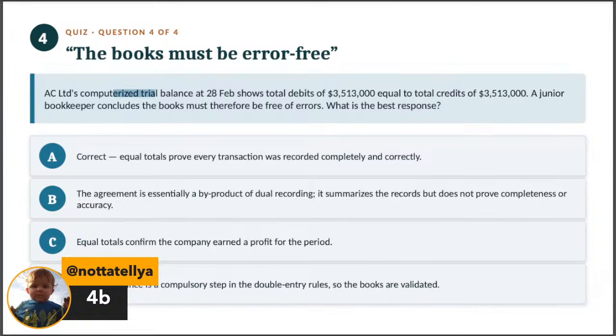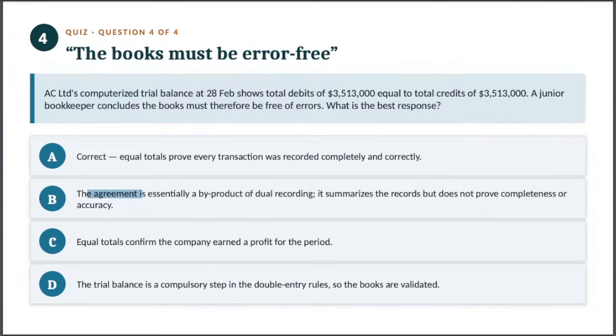All right, we got B. So the agreement is essentially a byproduct. It summarizes the records but does not prove completeness. So the agreement in the trial balance.